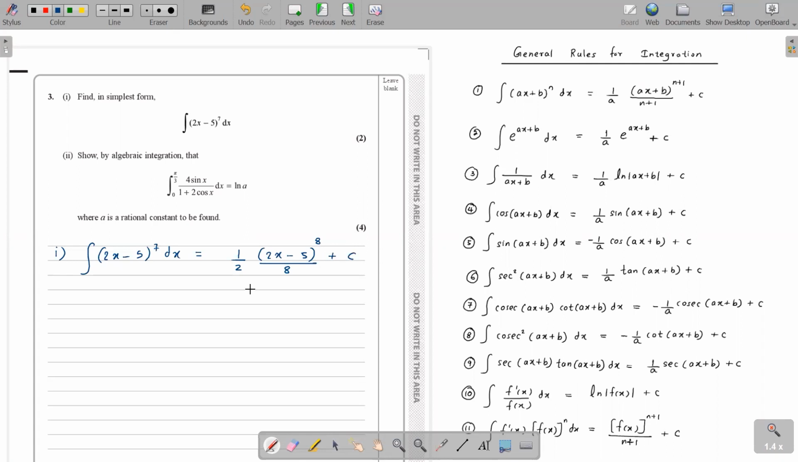Now they say to give your answer in simplest form. So is this in simplest form? No, because you have 1 over 2 and there's a 1 over 8 here. So that needs to be simplified, and that's the simplest form. So then you get 1 over 16 times (2x minus 5) to the power 8. You don't attempt to open this bracket at all. This is the simplest form, just 2 marks.